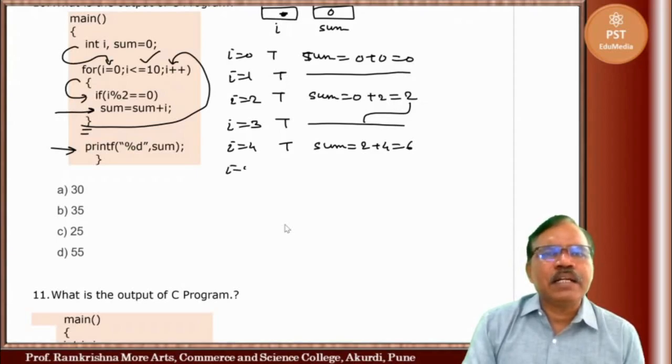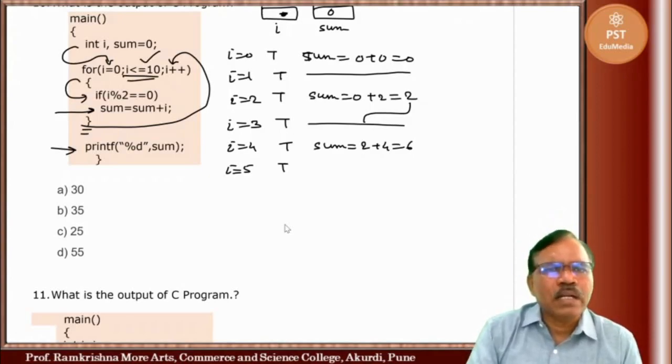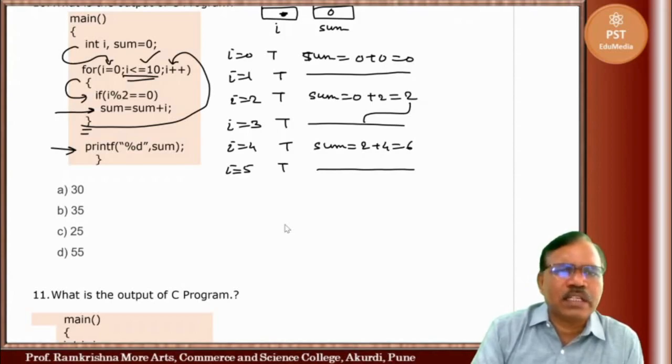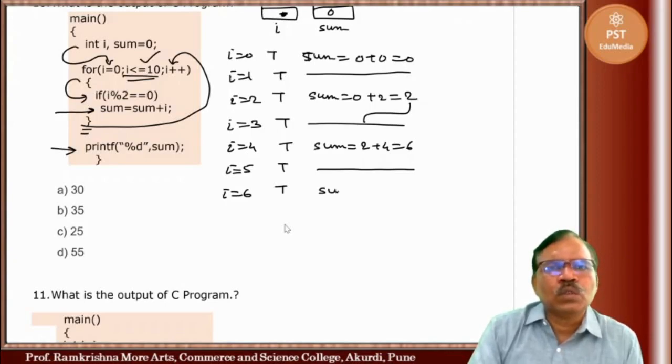Then i becomes 5, the condition in the for loop, i less than or equal to 10, is true, but i % 2 == 0 is not true, so the statement is not executed. So i equals 6, the condition is true, the if condition is also true, so sum is equal to, earlier sum is 6, i is 6, so you will get 12.